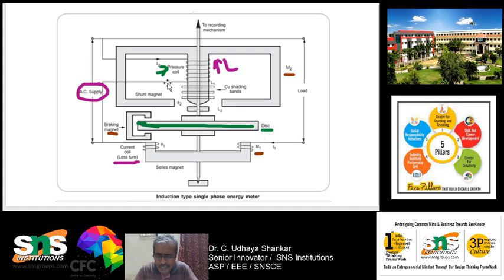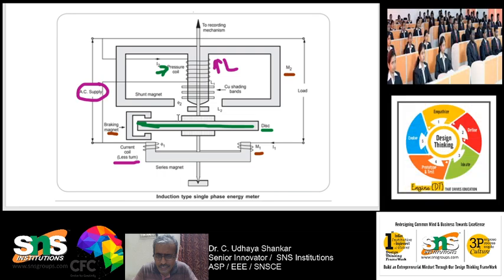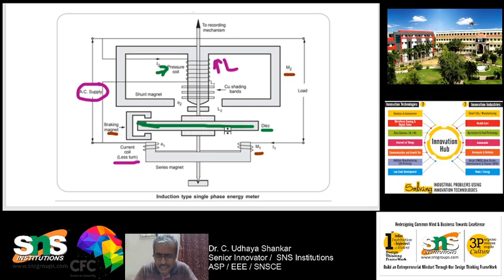Is it okay? Hope you all know what a pressure coil is, what a current coil is, and how this rotating magnetic field is developed, and everything is clear. Now, as we have already discussed, construction wise we classify the system into 4 different types: driving system, moving system, braking system, and registering system, which we have discussed already.